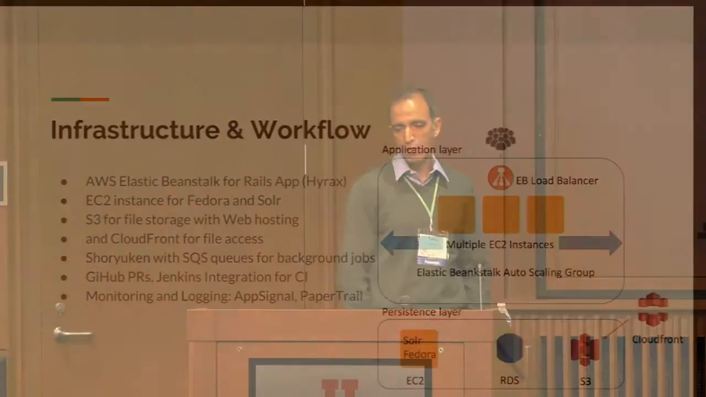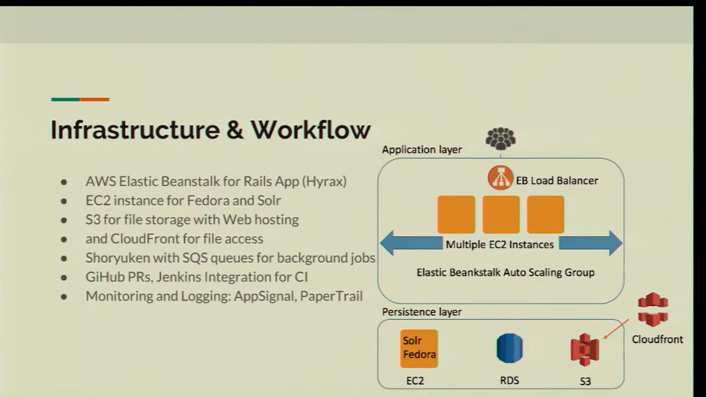Brief intro about the infrastructure and workflow. We jumped into the AWS world with this project and started using Elastic Beanstalk, EC2 and whatnot, and over the period of time added some more technologies from AWS to the project. But this is an overview of the Rails app using Elastic Beanstalk, which in production we auto-scale based on the load.